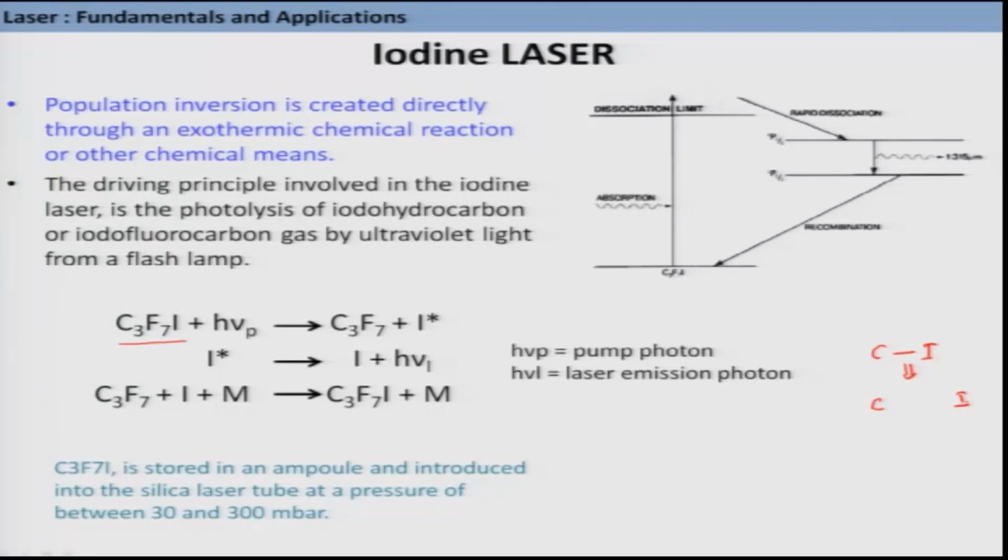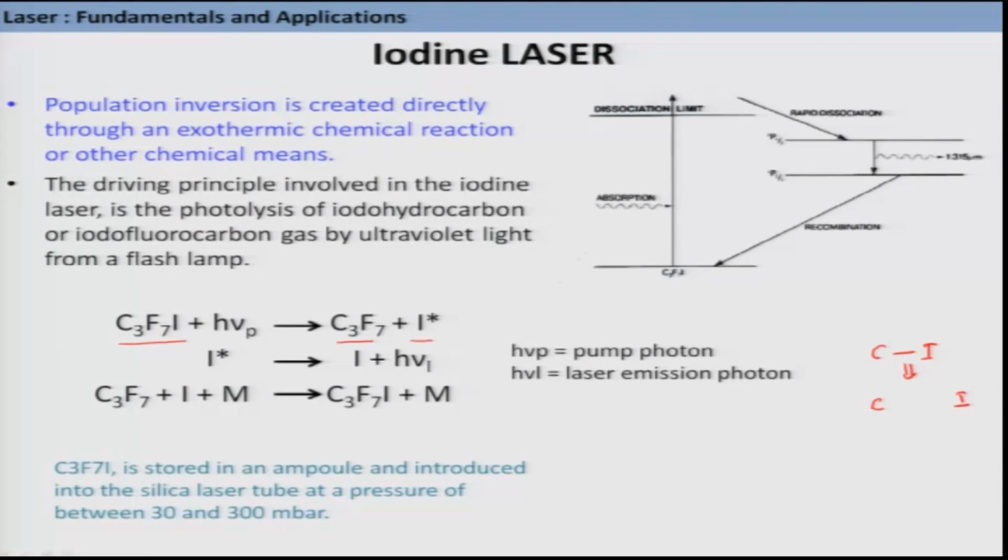This C3F7I is excited by some photon. That is shown here. h nu P is the pump photon, and this pumping will give rise to the dissociation of this molecule, and it will create two different species, C3F7 and I star.